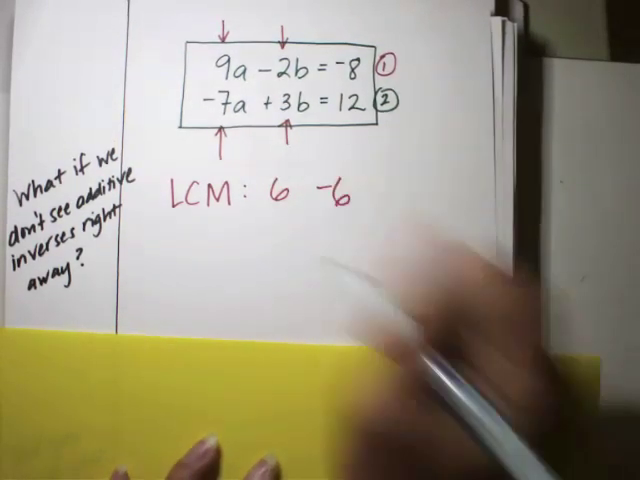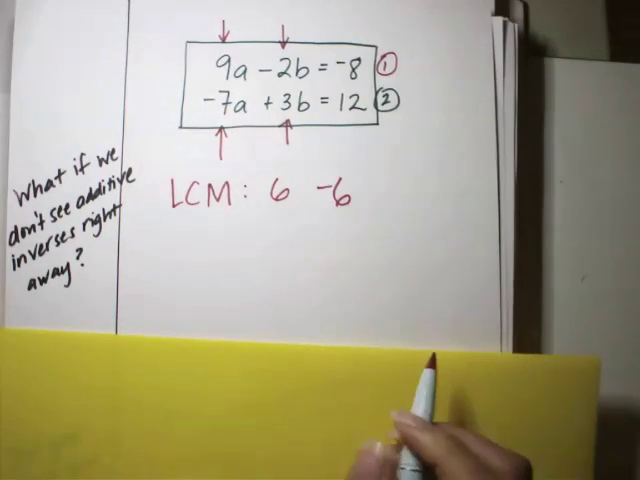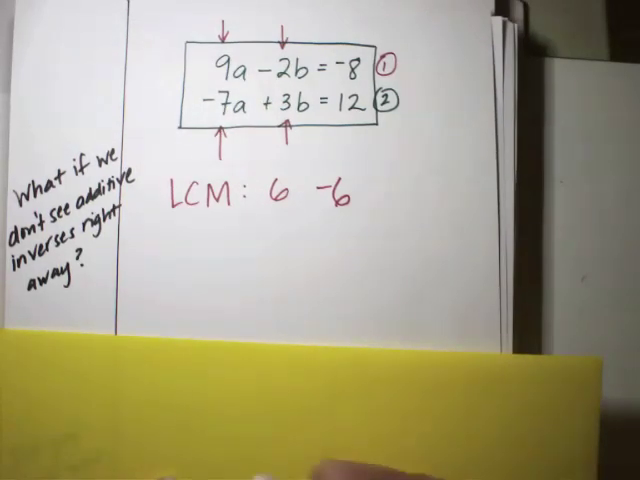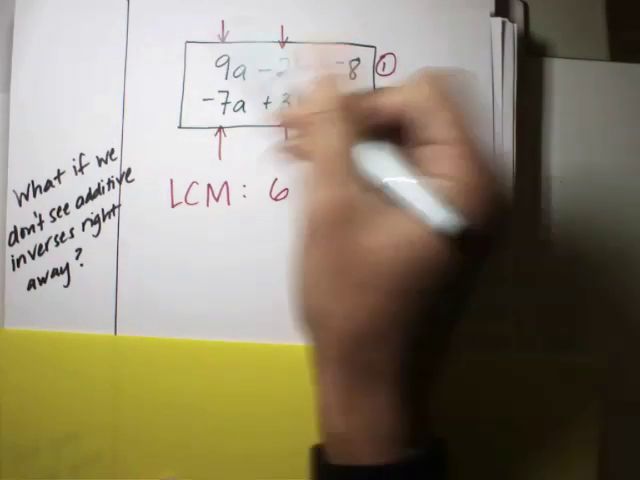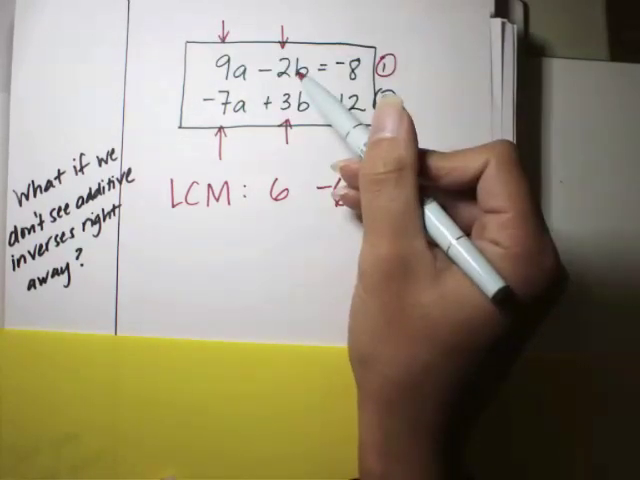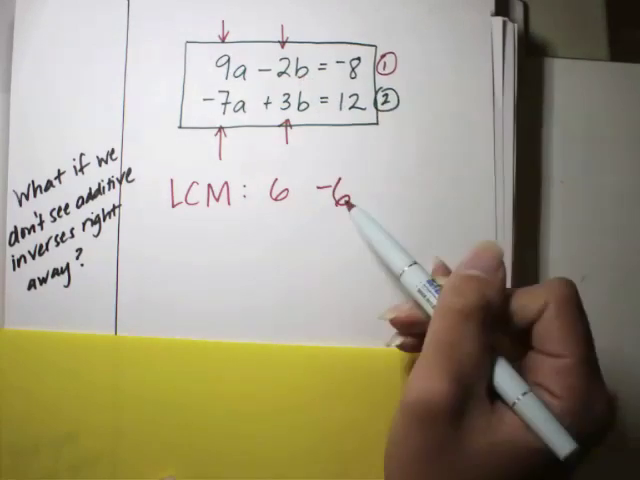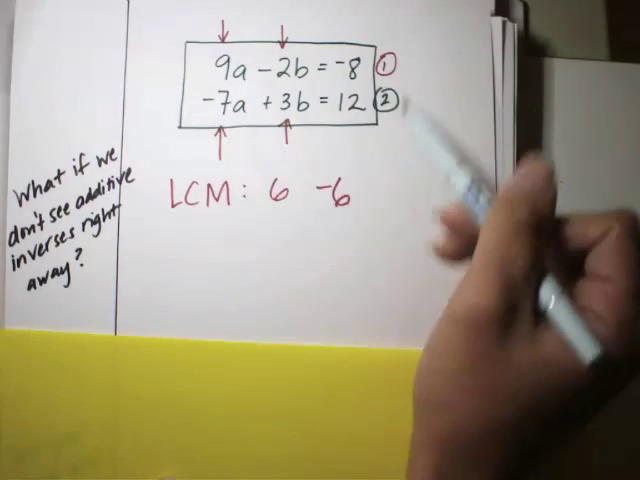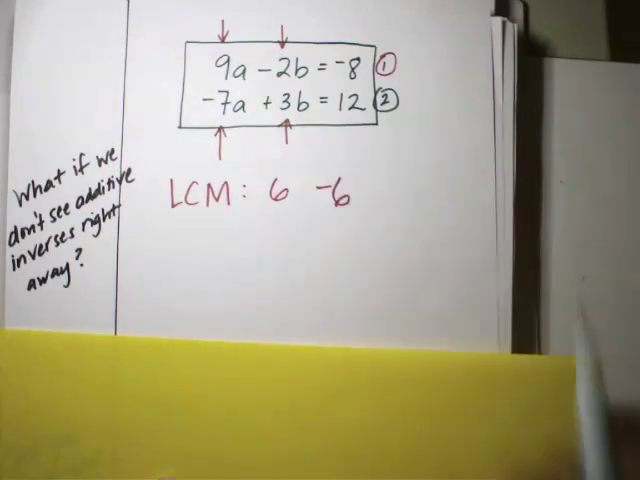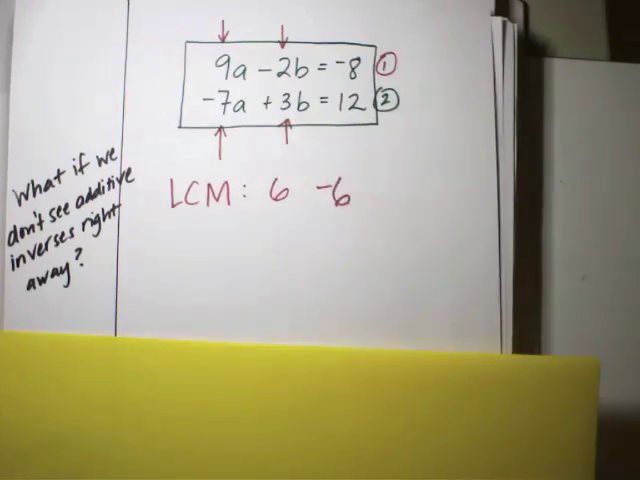And thinking about my lowest common multiple between negative 2 and 3, I think that's going to be 6 and negative 6. So what I'd like to do is multiply the entire equation by a factor of 3 to make the negative 2 a negative 6. And I'd like to multiply this entire equation by 2 to make it a positive 6. In that sense, we will have our additive inverses.